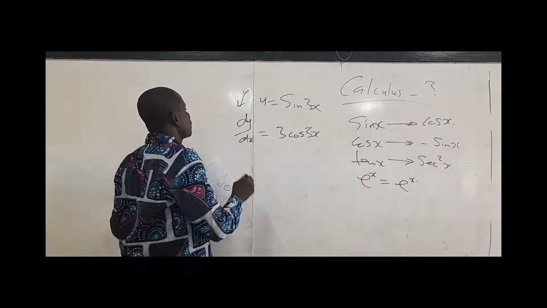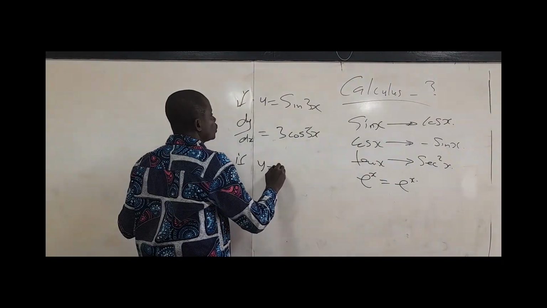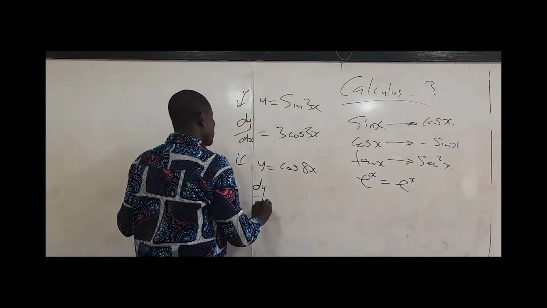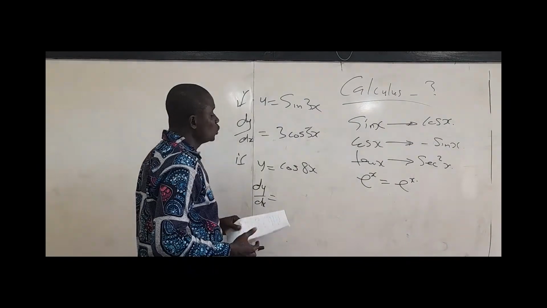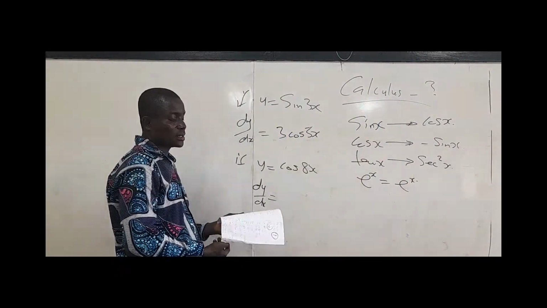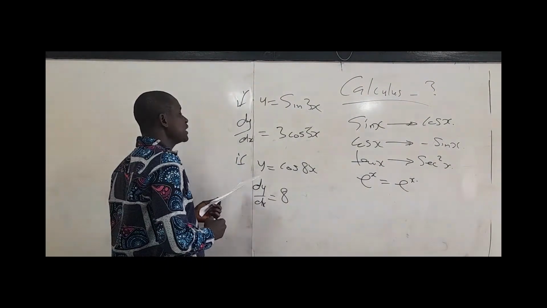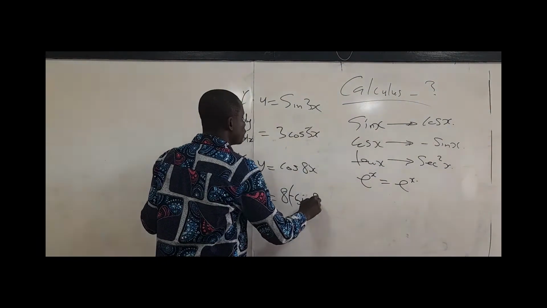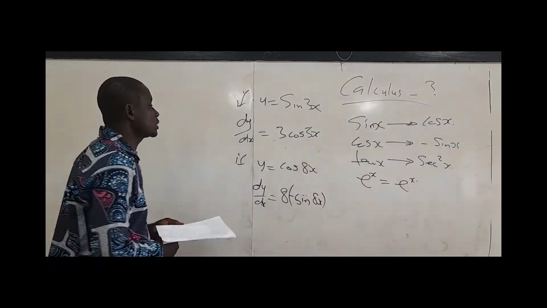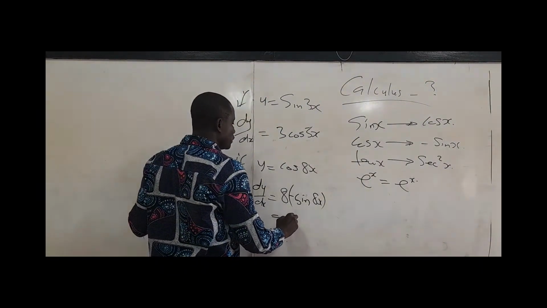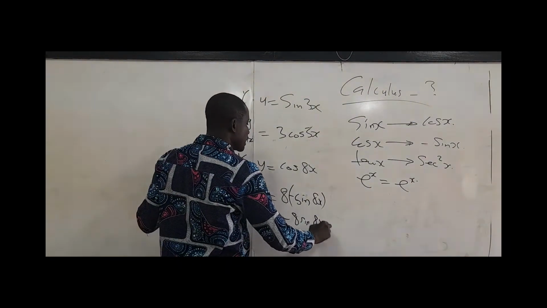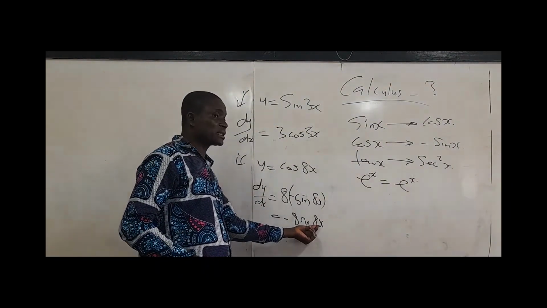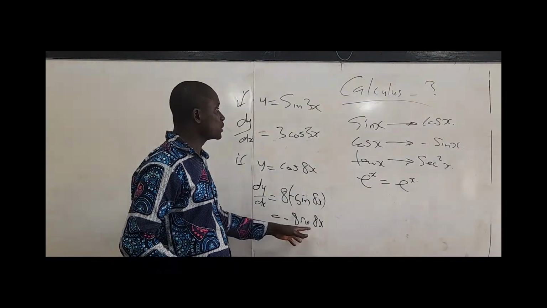Let's pick another one. If y is equal to cos 8x, then dy/dx is equal to, here you differentiate the 8x, that will give you 8. But if you differentiate cos, you get negative sine, then you bring your 8x like this. In a nutshell, this will be negative 8 sine 8x. Now be very careful not to multiply this 8 by this 8. This 8 is a constant, but this is an angle, so take note of that.